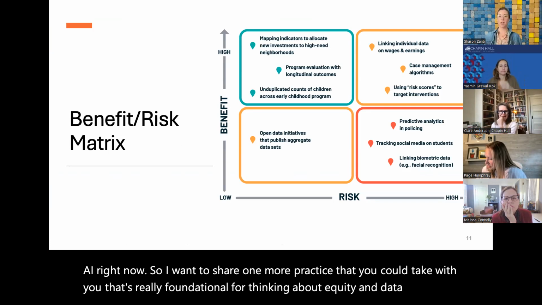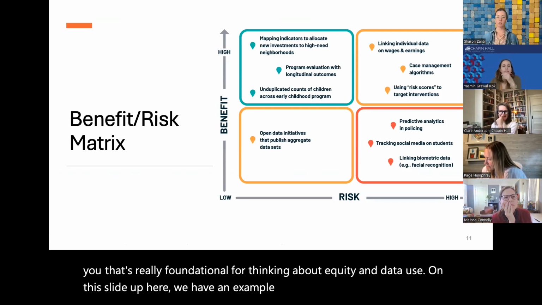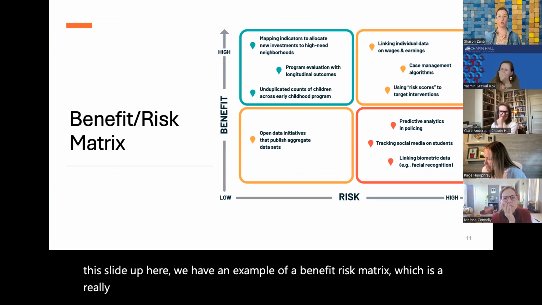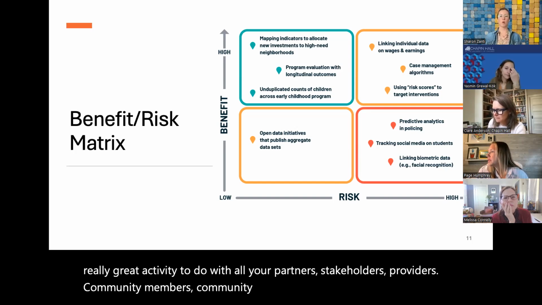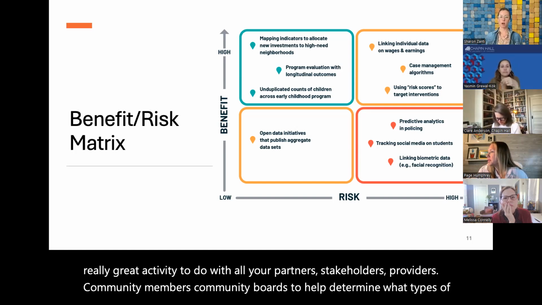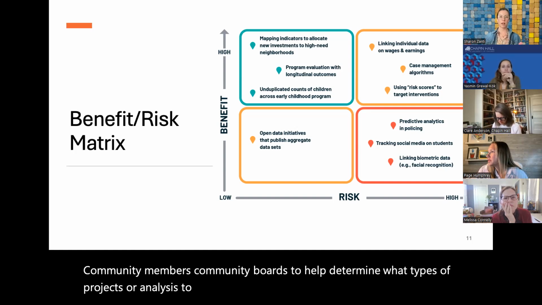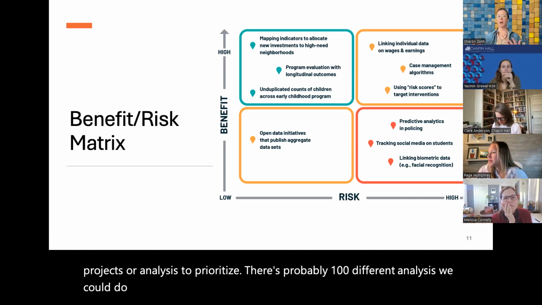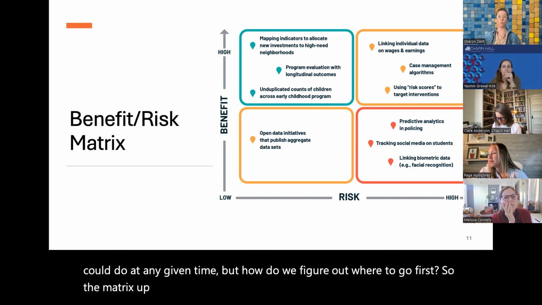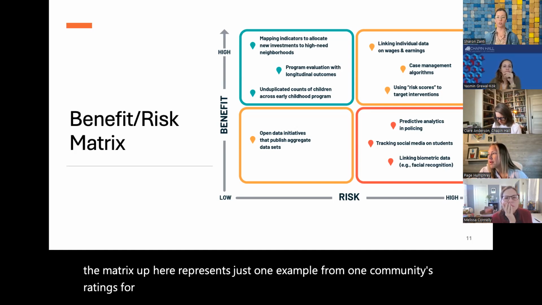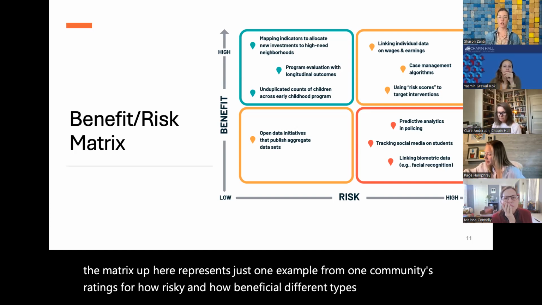On this slide, we have an example of a benefit risk matrix, which is a really great activity to do with all your partners, stakeholders, providers, community members, community boards, to help determine what types of projects or analyses to prioritize. There's probably 100 different analyses we could do at any given time, but how do we figure out where to go first? So the matrix up here represents just one example from one community's ratings for how risky and how beneficial different types of analysis projects are.